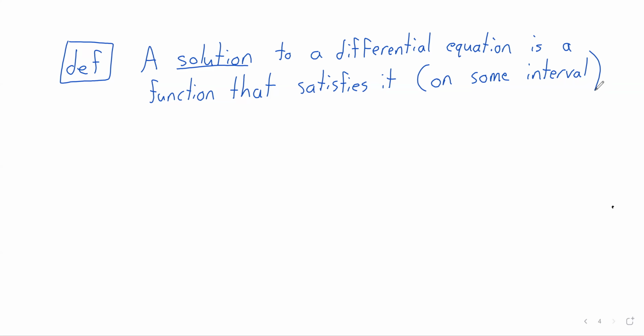I don't know if that's really going to come up in this brief introduction, but functions can have vertical asymptotes, and if a function isn't defined somewhere, it's certainly not satisfying an equation at that point. So we clarify, and likewise, it's not enough to do it at a single point. We want something substantial here.